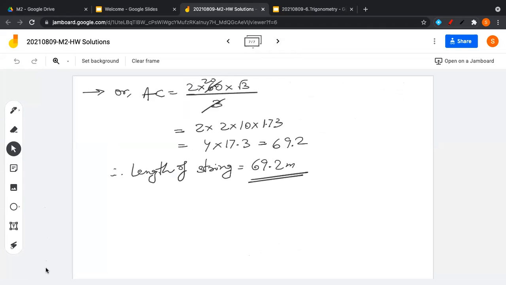It is absolutely not compulsory for you to write 69.2 meters. You can also write 120 by root 3 meters. You can also write that answer. And as far as I know, for that answer also, you will get full marks. It is up to you how beautiful you can make your answers.